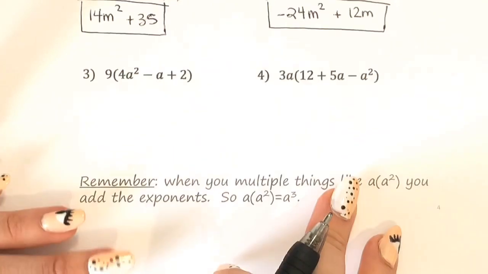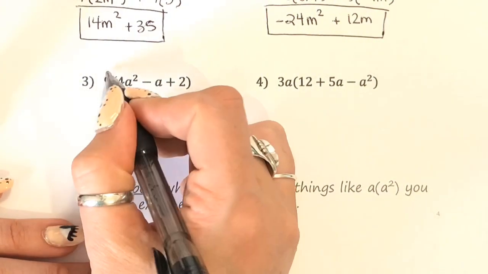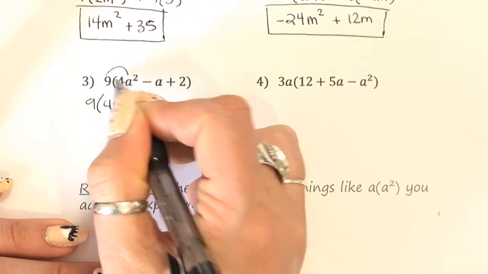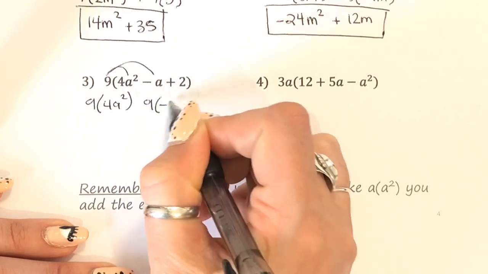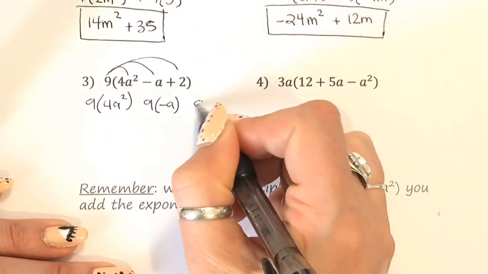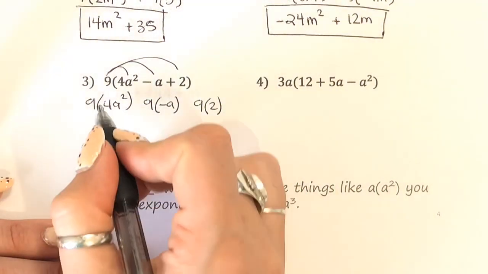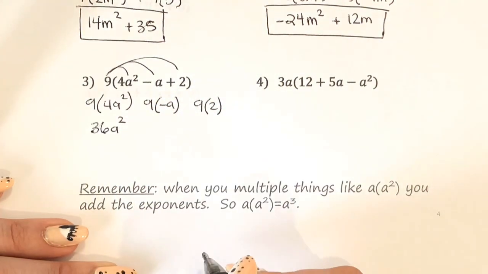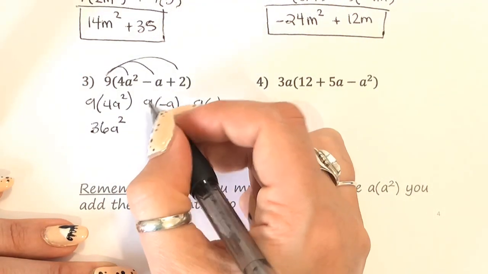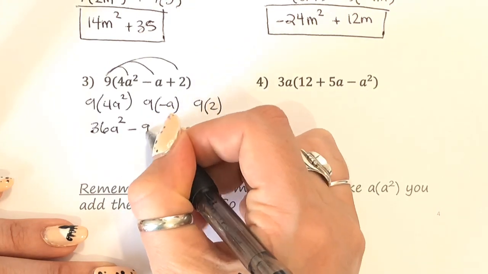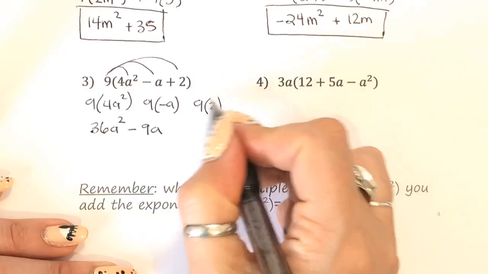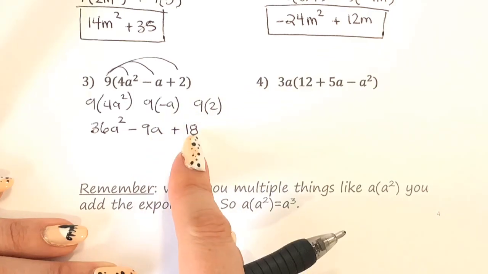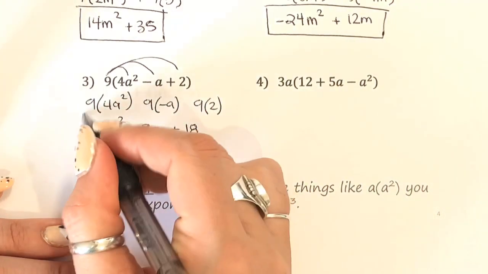Okay. Let's do a trinomial this time. We're going to do the same thing, but we're going to do it 3 times. So I'm going to do 9 times 4a squared, and then 9 times negative a, and then 9 times 2. Times the numbers together, 9 times 4 is 36, so we get 36a squared. 9 times negative a will be a negative 9a, so we'll have a minus 9a next. And then 9 times 2 is 18, so we'll have a plus 18. Looking through, we have an a squared, an a, and then our constant term. None of these are like terms either, so we're just done.